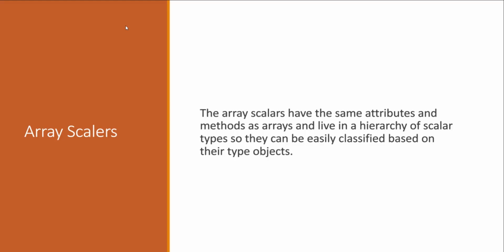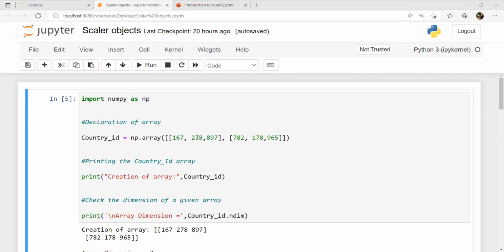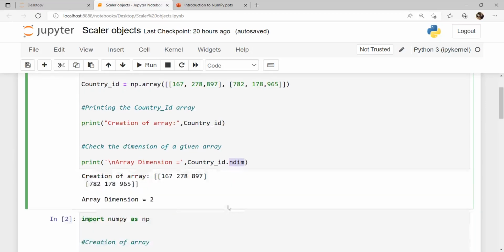Now let us discuss the attributes and methods of array scalars. These are the attributes and methods which we are going to use in a NumPy array. Based on these functions we are going to discuss some examples. First, we are going to discuss the ndim attribute. Basically, this attribute helps the user find the number of dimensions of an array. For example, suppose we have a two-dimensional array and we want to know its dimension. To check this we use the ndim attribute along with the array name and it will return 2, because it is a two-dimensional array.